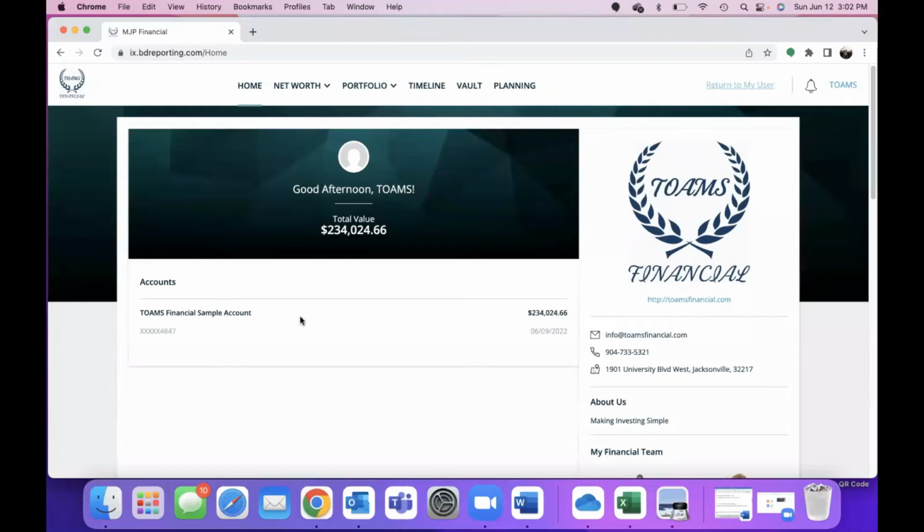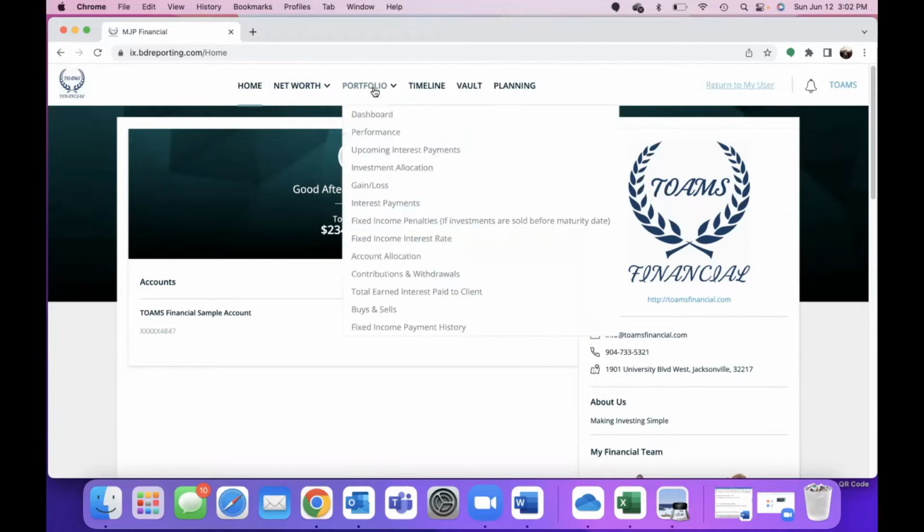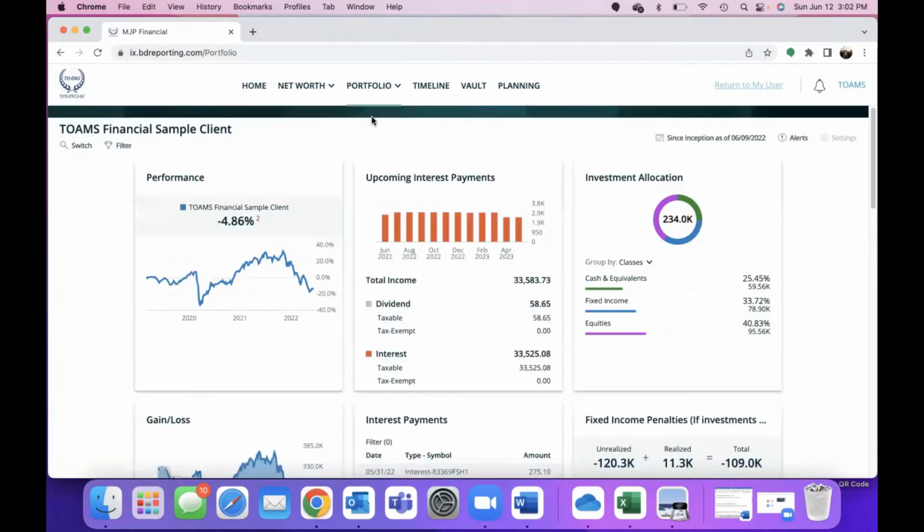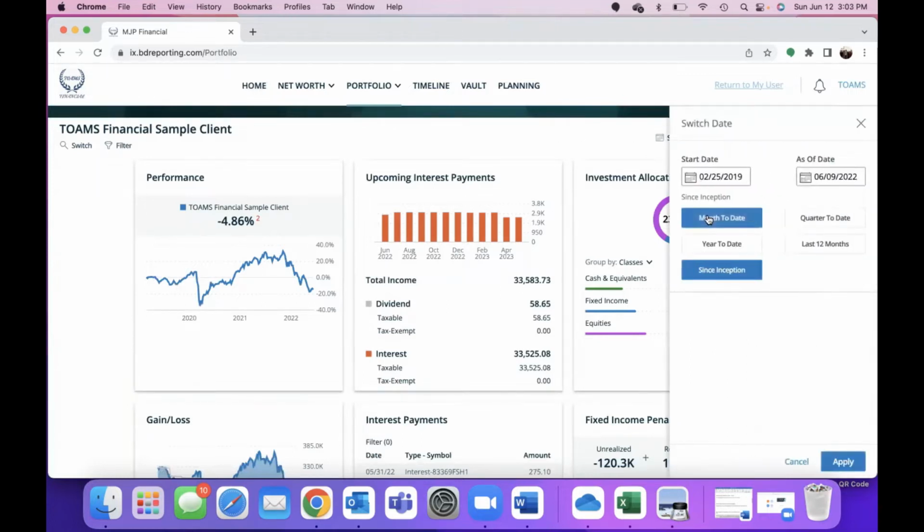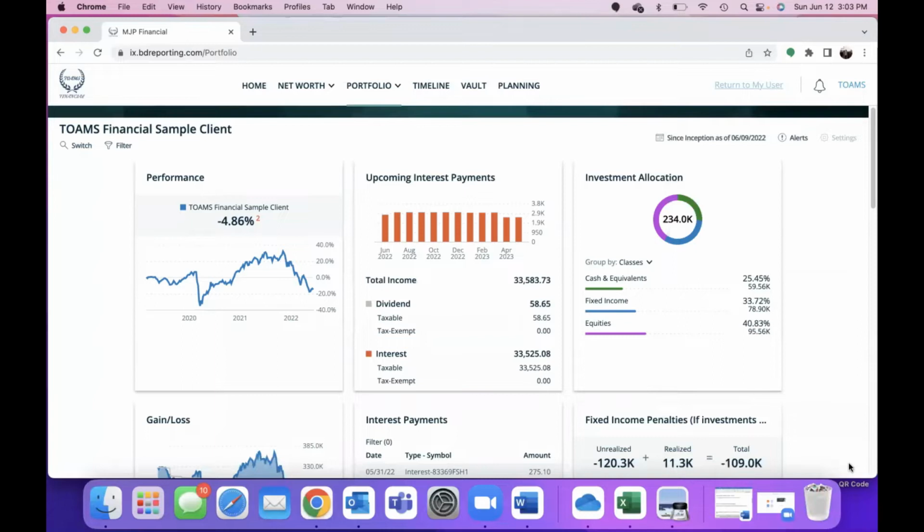Today, we're going to review how to view our portfolio page on Black Diamond, which is the main dashboard. From our home page, we go to Portfolio, then Dashboard. Now, with this, we can sort any time period that we want, from month to date, year to date, quarter to date, last 12 months, or since inception, which is when we first started, and then click Apply.